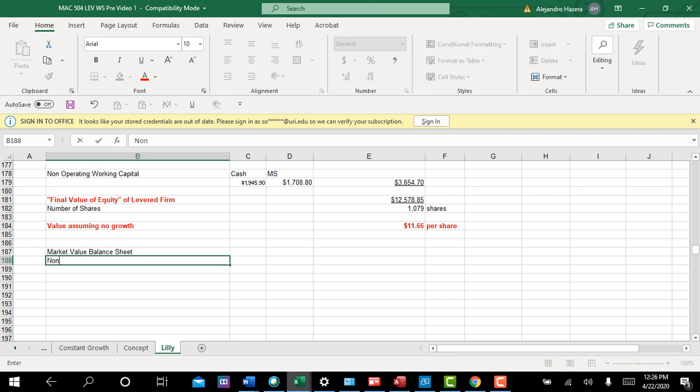Okay, so I'm going to start with a balance sheet using market values, and I should put market values in quotation marks because I'm actually using book values. In real life, you would use market values for debt and things like that. But there are some aspects to that here. So, non-operating working capital, and we have that number right above.